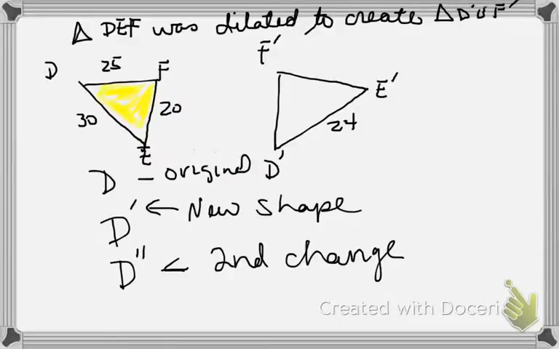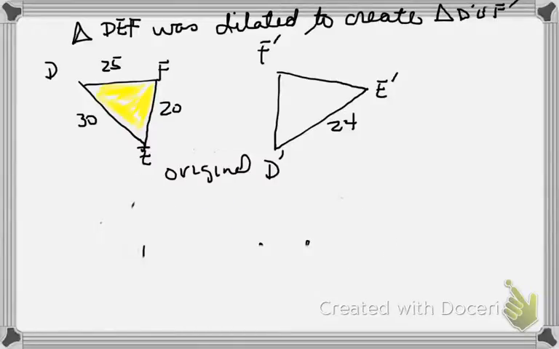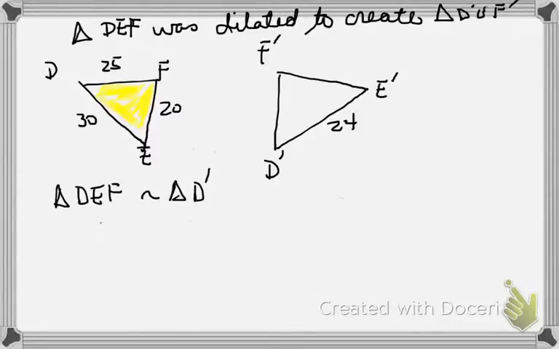Now I know I drew these pretty close together so they don't look like they've changed very much. If they have, it's very little. But I'm just showing this more for teaching purposes. All right, so we have triangle DEF is similar to triangle D prime, E prime, F prime.